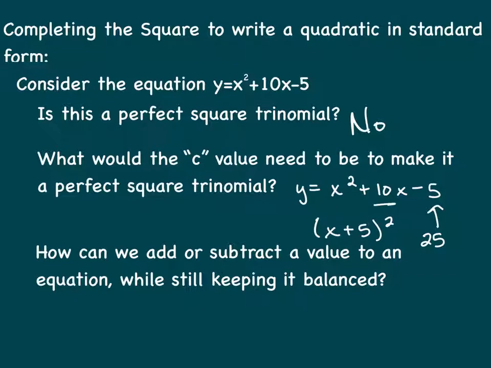So what I'm going to do is add a page here. So I'll do this here. y equals x squared plus 10x minus 5. We want this term right here to be 25. So in order to do that, we need to add 30 to both sides.